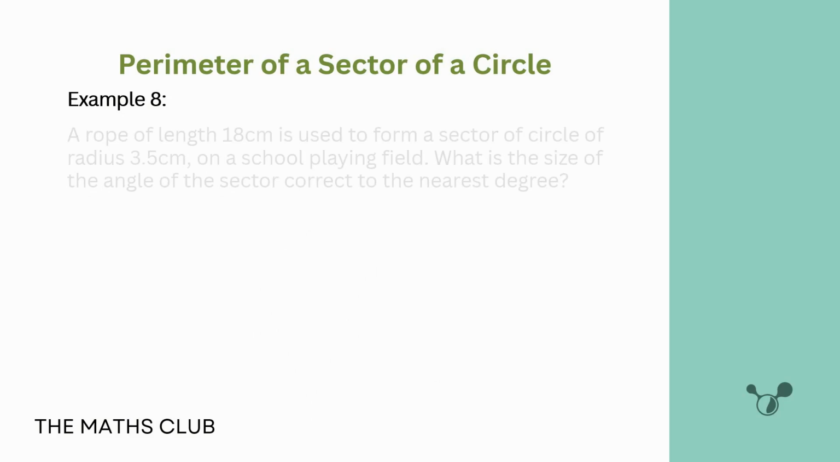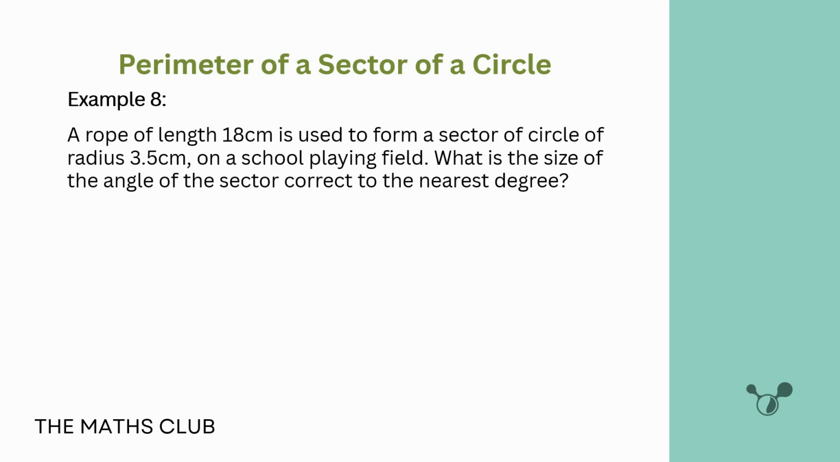Great. Example 8 now says that a rope of length 18 centimeters is used to form a sector of a circle of radius 3.5 centimeters on a school playing field. What is the size of the angle of the sector, correct to the nearest degree? I want you to pause the video and try this out yourself.